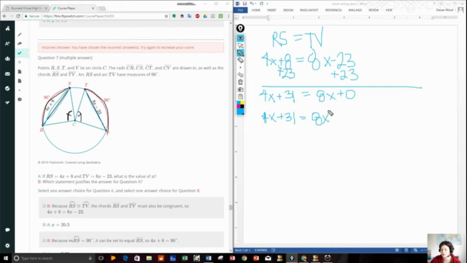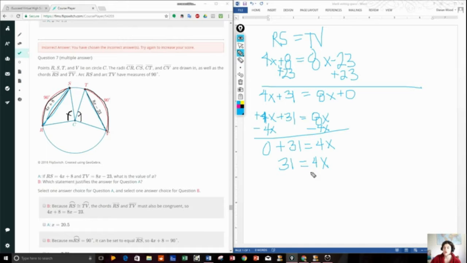Now I have x values, and so I'm going to move my 4x to the other side. Since 4x doesn't have a negative sign in front of it, it is assumed to be positive. So with addition, our goal is to make a 0, so we're going to subtract 4x and subtract 4x. So positive 4x minus 4x is 0. That was our goal. Plus 31 equals 8x minus 4x is 4x. So 0 plus 31 is 31 equals 4x.